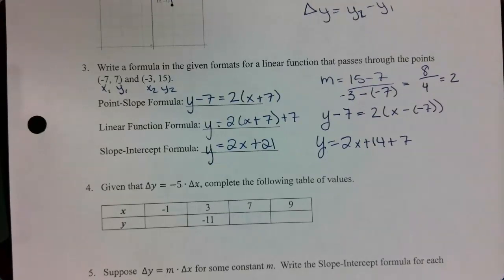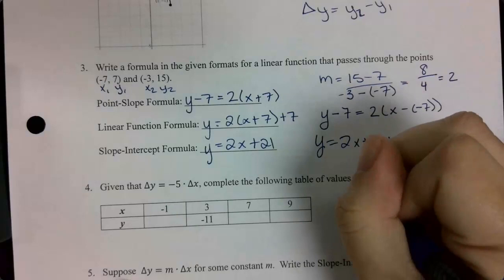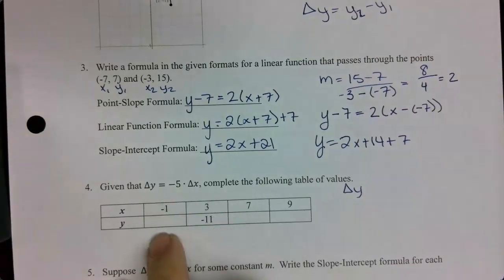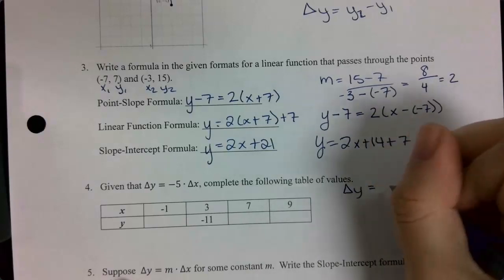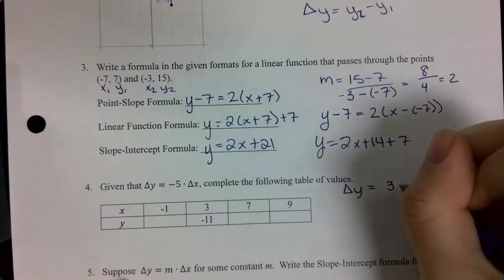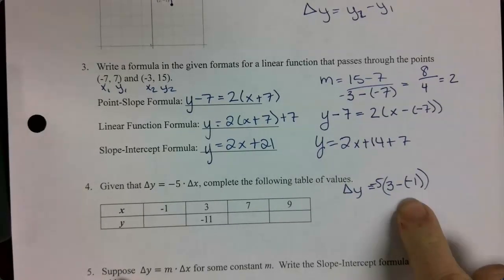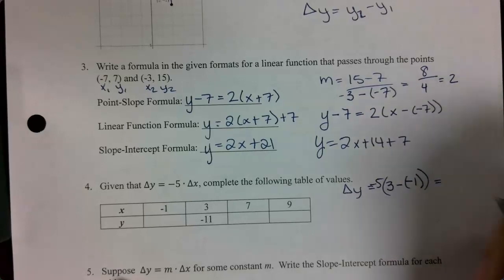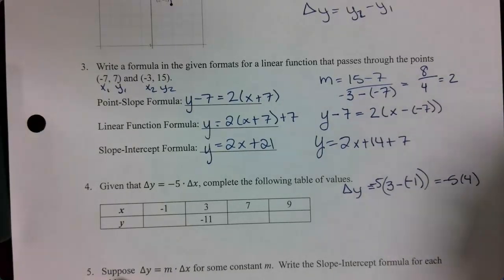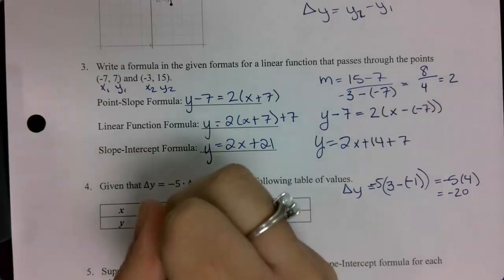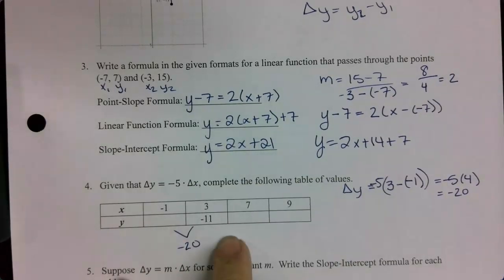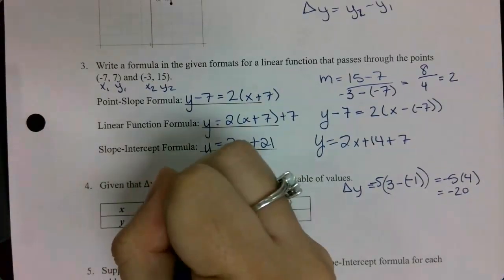Okay. This one says, given that the change in y is negative 5 times my change in x, complete the table of values. So I'm going to first do delta y from here to here to find this missing box right here. I am going from 3 to negative 1. Negative 3 minus negative 1 is going to be adding. So I have negative 5 times 4, which is negative 20. So to go from this first box to this box, I'm subtracting 20. So I need to go backwards. I want to add 20. That is going to give me positive 9.